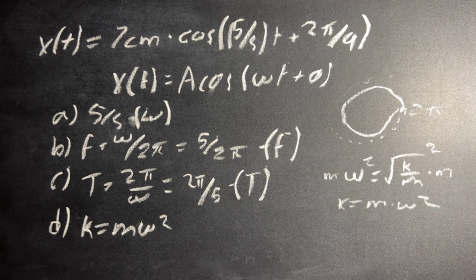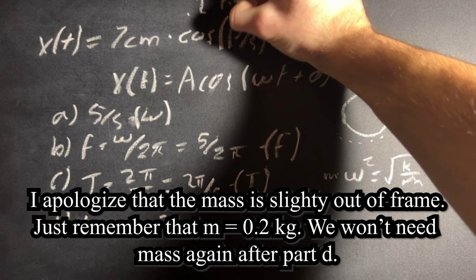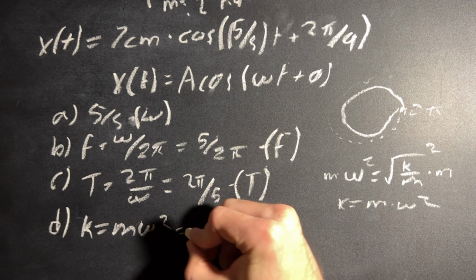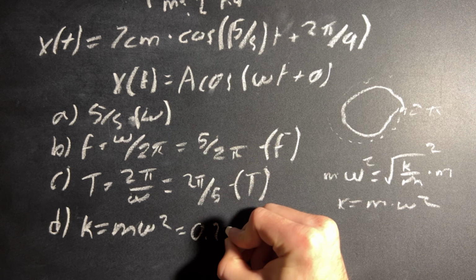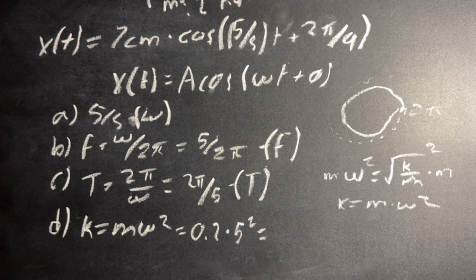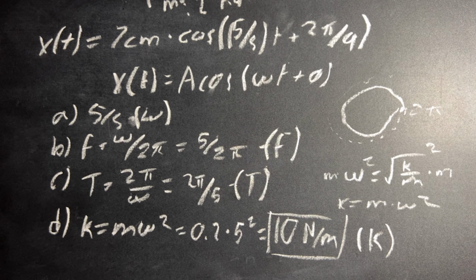Now I should have prefaced this by saying that our mass here is 0.2 kilograms. So 0.2 times 5 squared. That's 25 times 0.2. That's 10. Now I think we can fit one more before moving the camera and erasing some stuff.